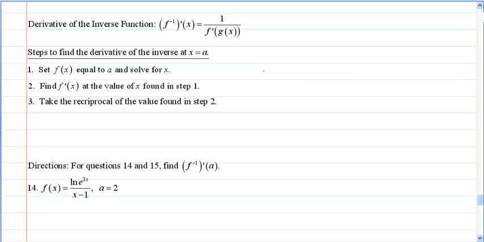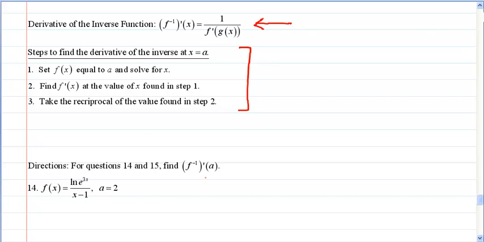So the last thing that we will do in this lesson is look at how to find the derivative of the inverse function at a particular point. So this is the formula of how to find the derivative of the inverse, and these are the steps. So we're going to follow these 3 steps.